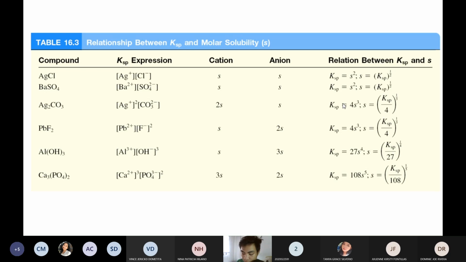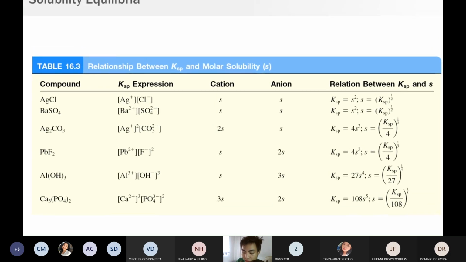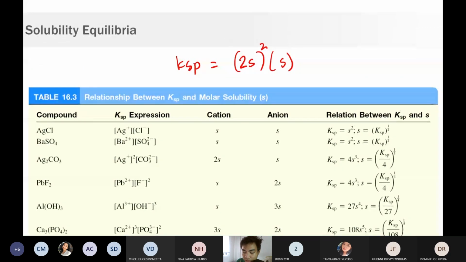Paano siya naging 4s cubed? Kasi if 2-to-1 yung ratio ng inyong ions, that's KSP equals 2s times s. Pero remember, kapag may coefficient na 2, we also square it. Nanggaling yan sa ice table. Shortcut na lang. Okay, so kunwari, you have silver carbonate. If that dissociates into ions, that will be 2 silver plus and carbonate anion. So at equilibrium, this will be 2x, and then this will just be x.